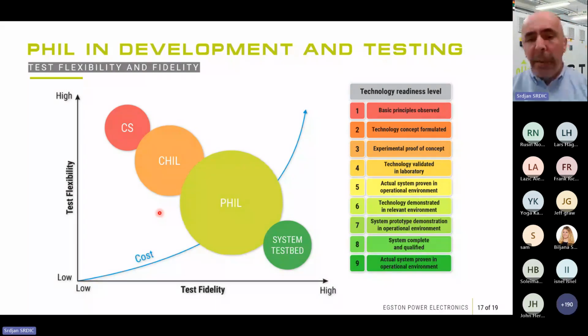And the last thing here is system testbed. System testbed provides the best test fidelity, but the bad side of the system testbed is that it is typically developed for only a few very distinct applications. So it cannot be widely used for different applications because it's built for a specific purpose.